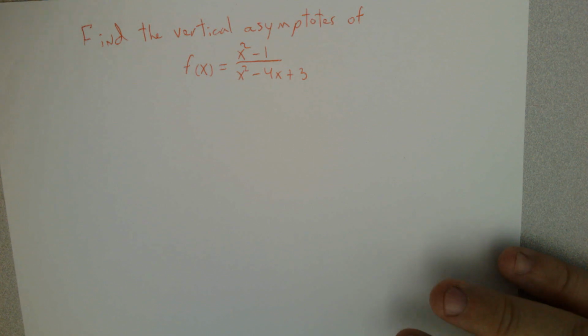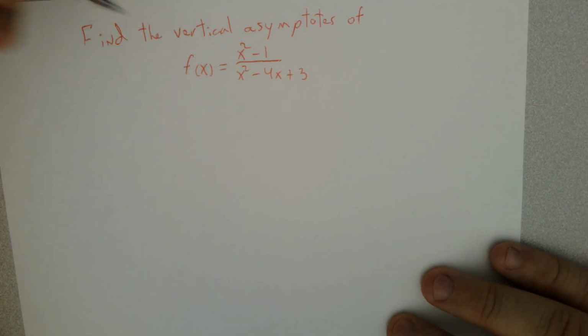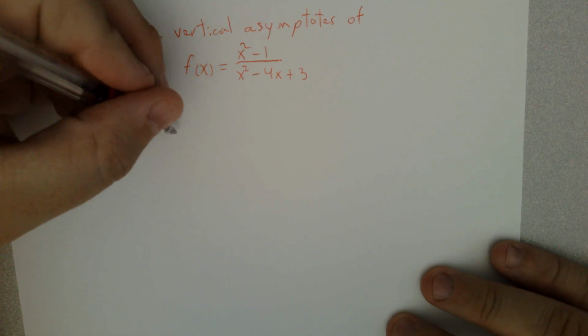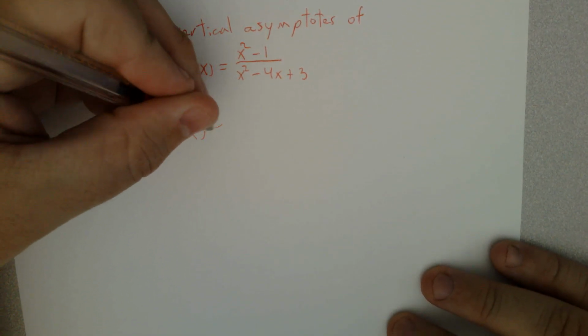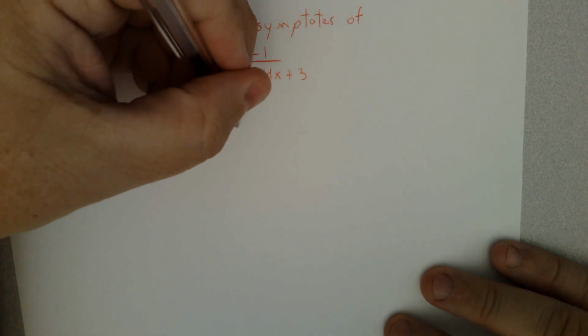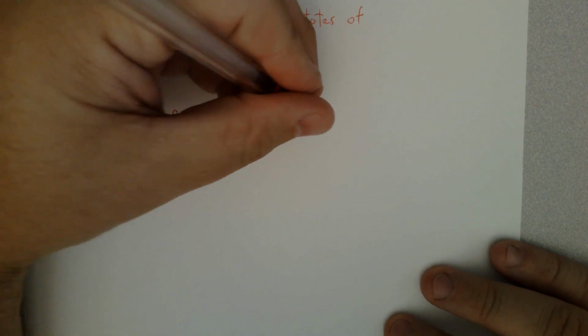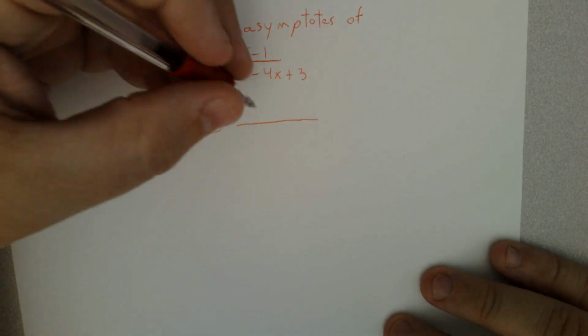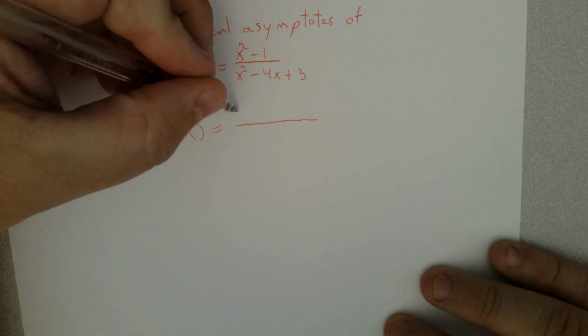So the way to start this problem is we're going to want to factor both the numerator and the denominator as much as we can. And the reason we're doing this is you'll see in a second we're going to have a special case scenario here that a lot of students miss when doing a problem like this.